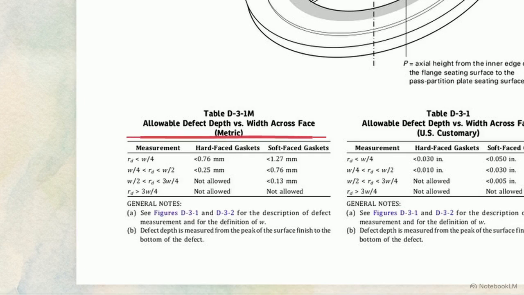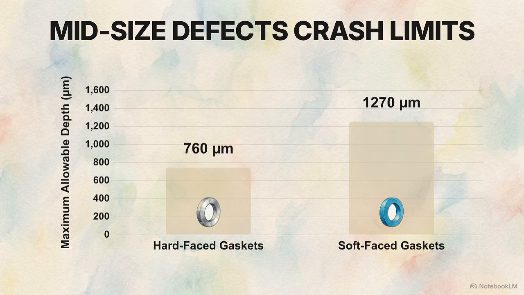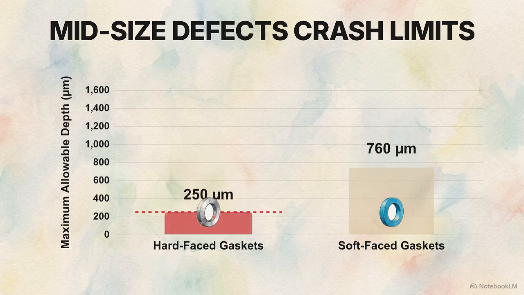Table D31M outlines these exact thresholds. The first tier covers short defects spanning less than 1/4 of the total face width. For these small defects, soft gaskets allow up to 1.27 millimeters of depth, while hard gaskets allow 0.76 millimeters. The second threshold covers defects stretching between 1/4 and 1/2 the width of the face. Here, the limits crash down. Hard gaskets are restricted to 0.25 millimeters, and soft gaskets to 0.76 millimeters.